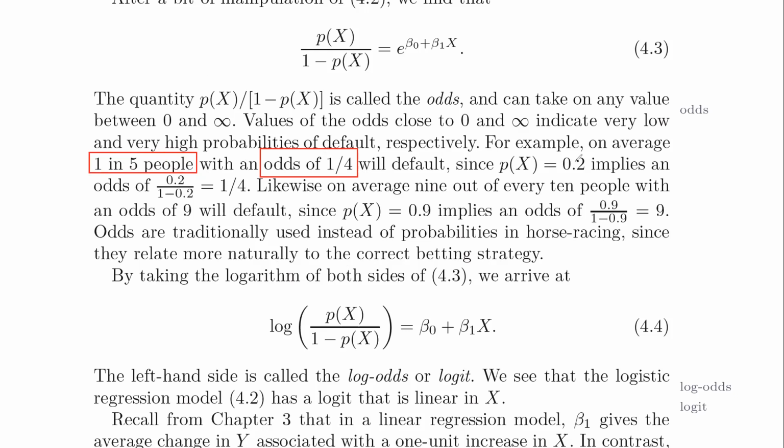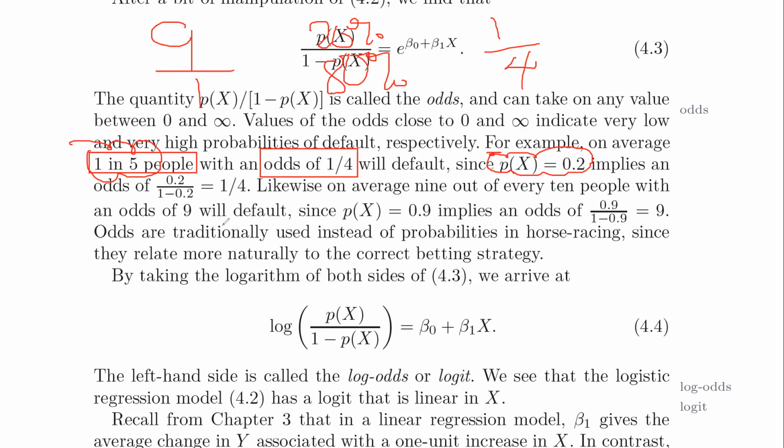So we have, if the probability is 20%, then you get 20 over 80, and that's your 1:4. Likewise, on average, if the odds are 9, that means 9-on-1, and that would mean that 9 out of every 10 people default. Odds are traditionally used instead of probabilities in horse racing, since they relate more naturally to the correct betting strategy.